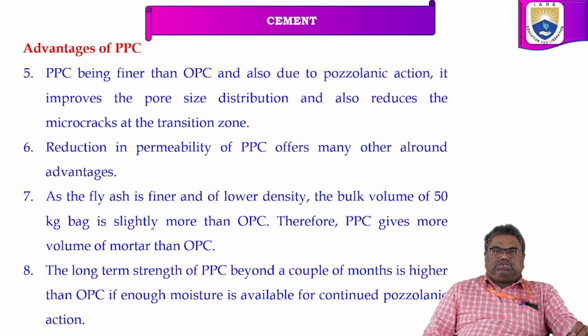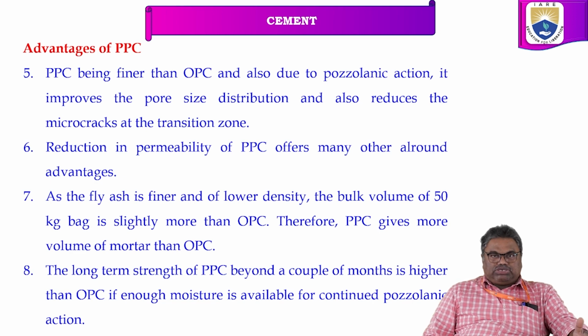The sixth one is reduction in permeability. That's what we discussed in the previous slide. So the permeability will reduce, and because of this reason, we can use this type of cement in hydraulic structures and marine structures.